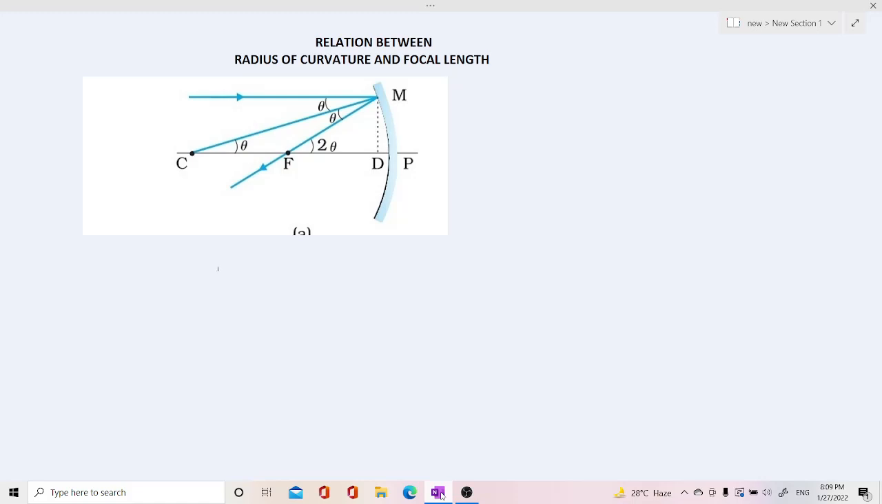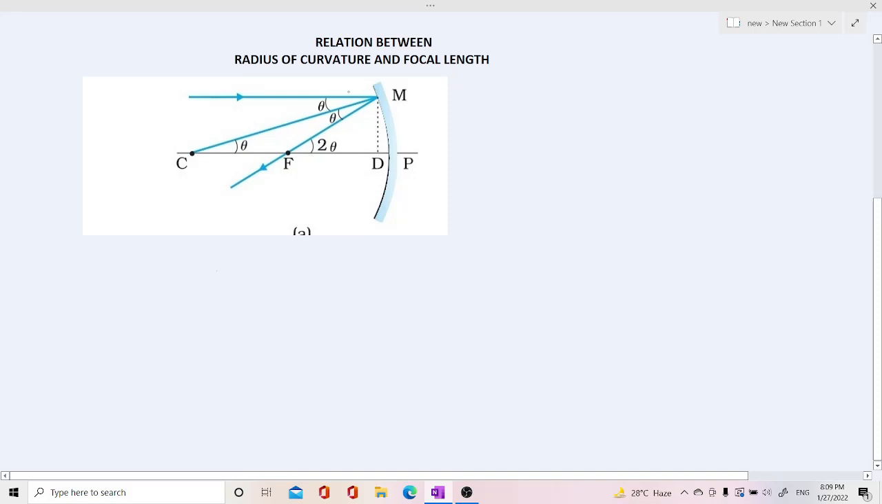We'll derive that relation. Here you can see a concave mirror. In a concave mirror, the reflecting surface is bulged inwards. I hope you know how to identify the reflecting surface of a concave mirror and a convex mirror. If the reflecting surface is bulged inwards, that is a concave mirror, and if the reflecting surface is bulged outwards, that is a convex mirror.